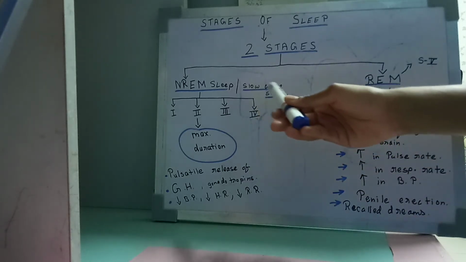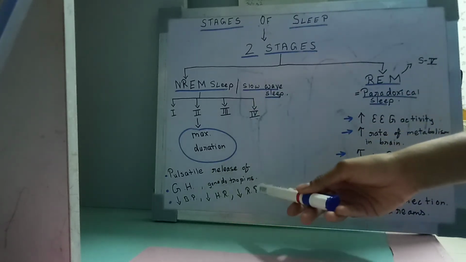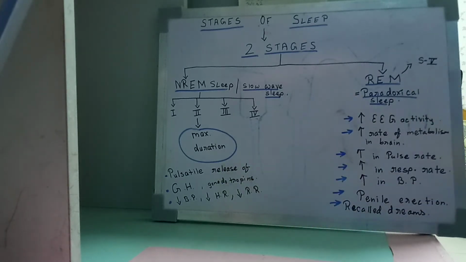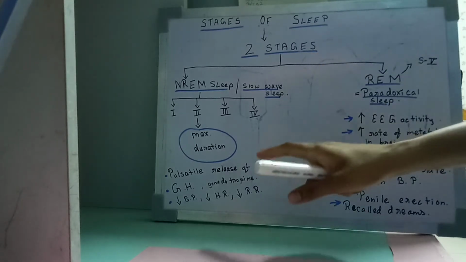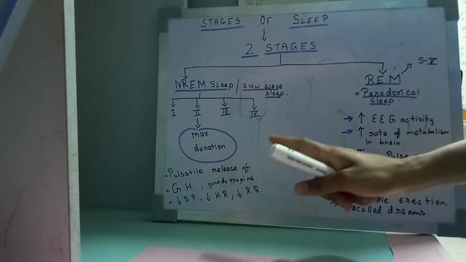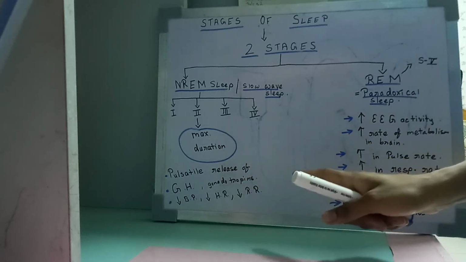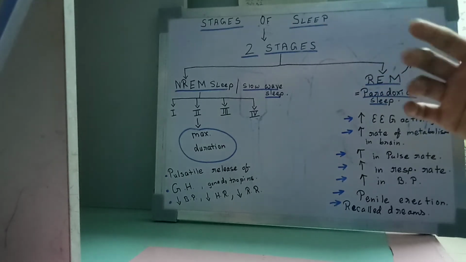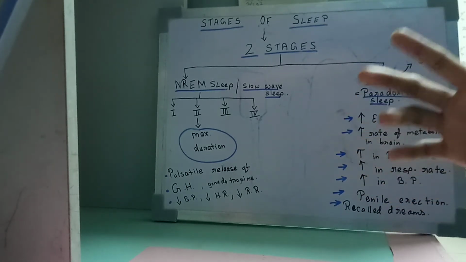The name is slow wave sleep, and all these three important parameters, blood pressure, heart rate, and respiratory rate, decrease or slow down. One more important point is that in this stage there is pulsatile release of growth hormone and gonadotropins. So they can ask a question that the following hormones are seen in a pulsatile manner during the NREM sleep stage.